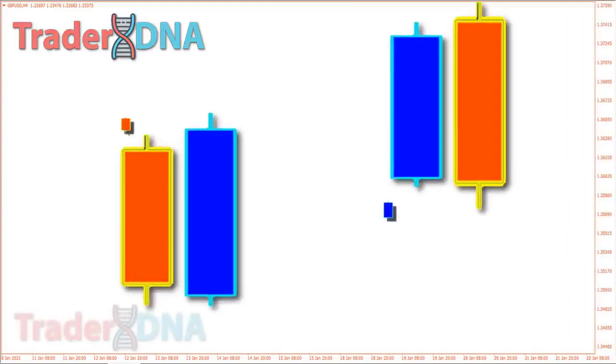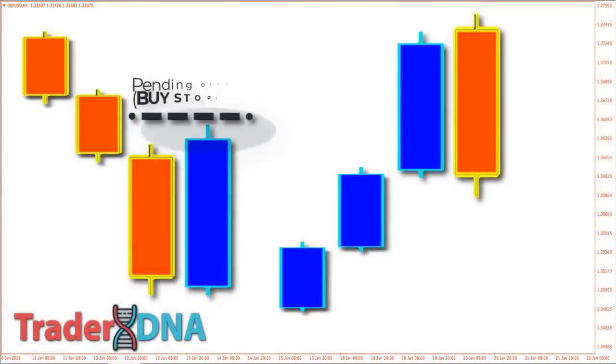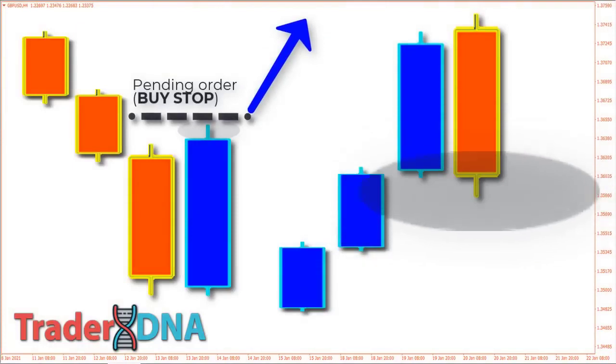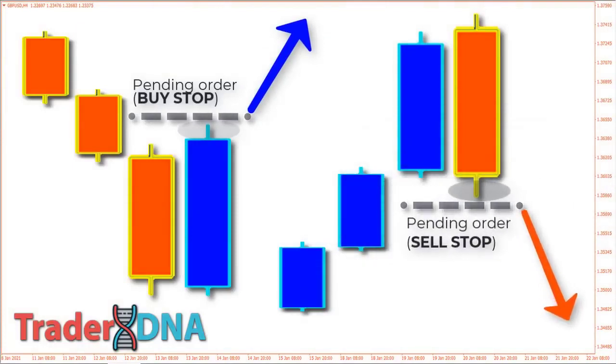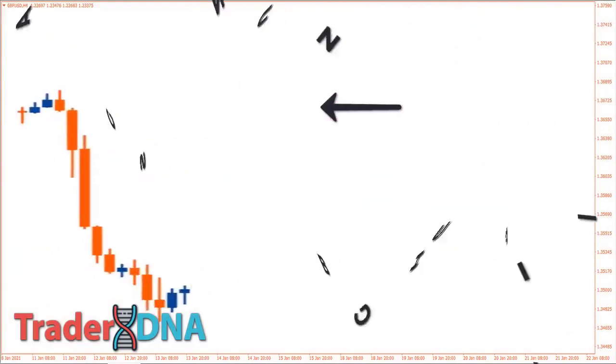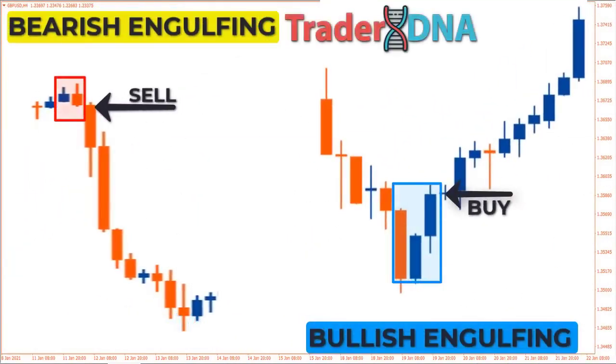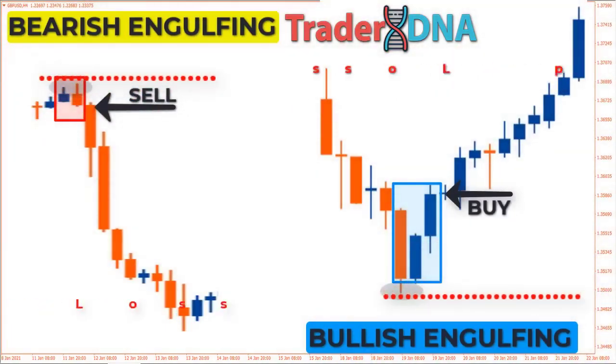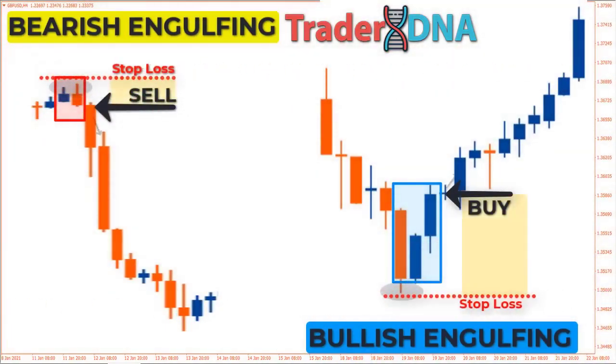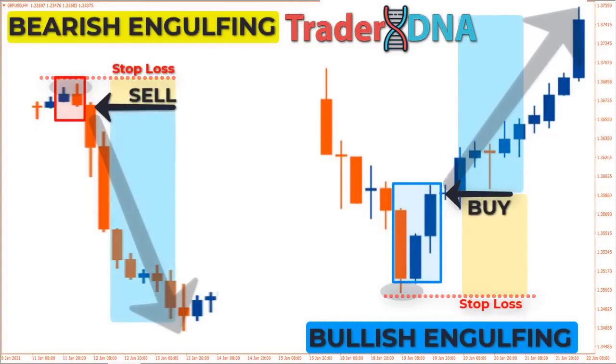The most practical and widely used way to trade these bars is to simply place a pending entry order a few pips above the high of a bullish engulfing bar and a few pips below the low of a bearish engulfing bar. Once a trade is initiated using the engulfing candle strategy, the safest position for a stop loss is a few pips above the recent swing high for short positions and below the recent swing low for long positions.